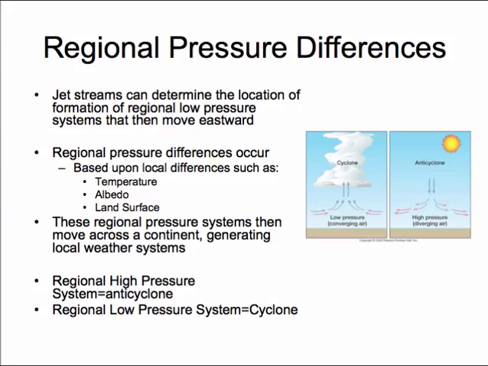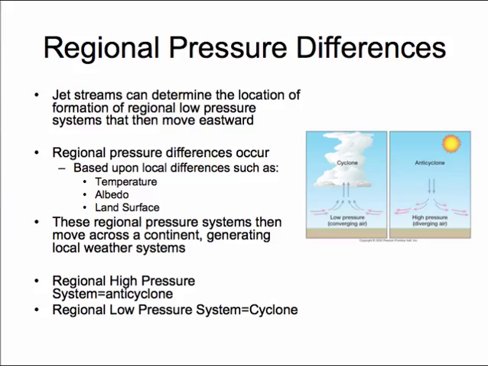So now we're going to zoom in even further to regional pressure differences. This would be an example of like New England or the Pacific Northwest or the Southwest. So the jet stream can determine the location of formation of a regional low pressure system that then moves eastward. Regional pressure differences are based upon temperature, albedo, and land surface. These regional pressure systems then move across the continent, generating our local weather systems.